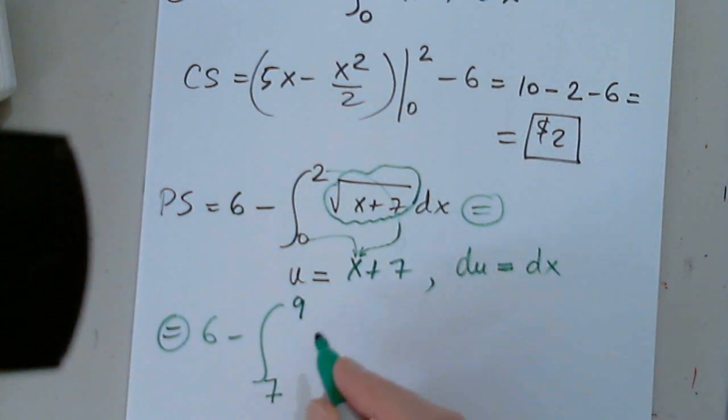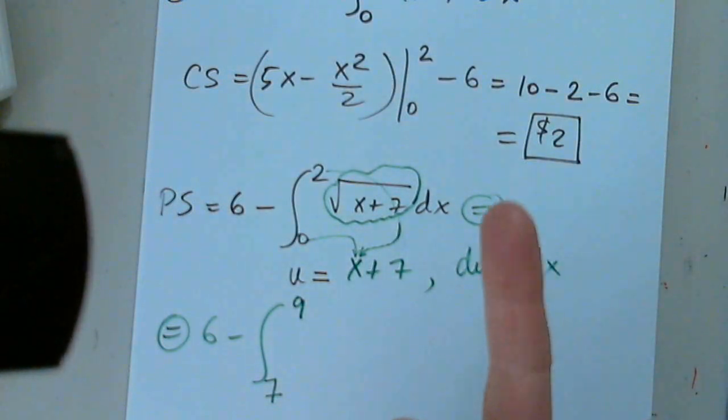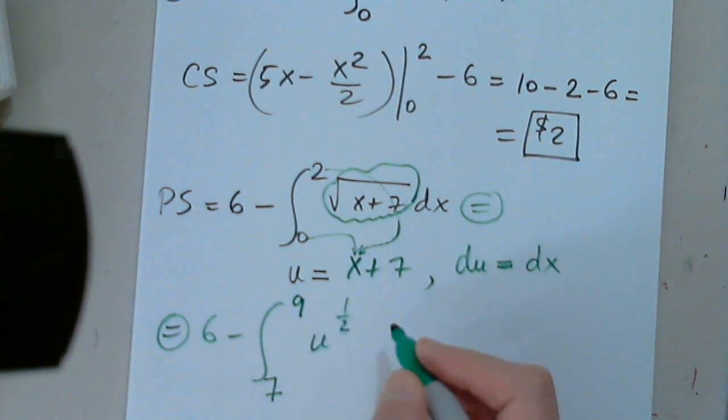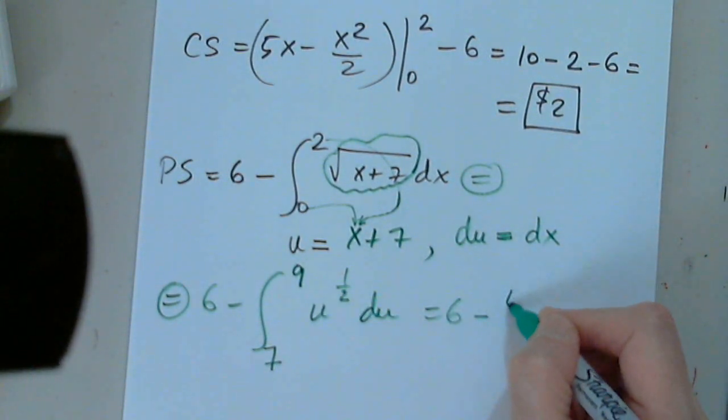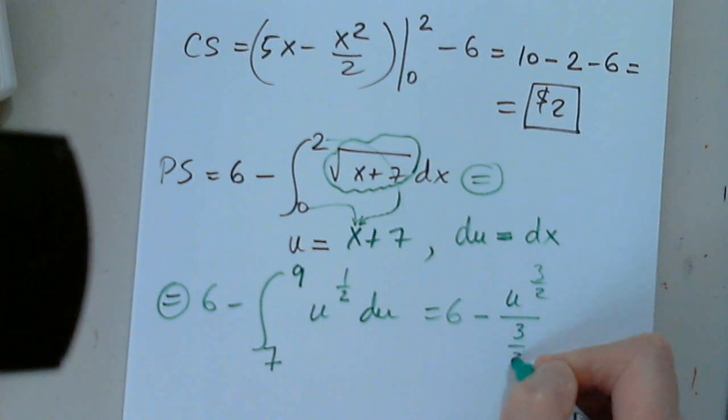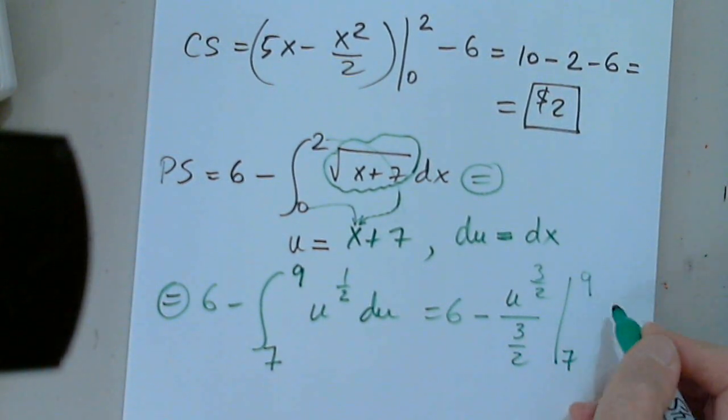Would it be u to the negative 1/2? It's positive because it's in the numerator. Oh, okay. Very good. Awesome. So this is 6 minus u to 3/2 over 3/2 from 7 to 9.